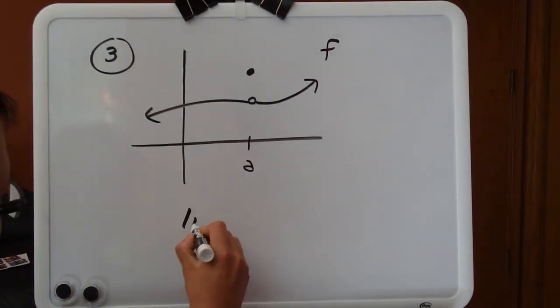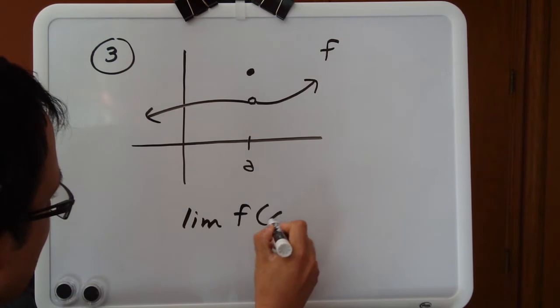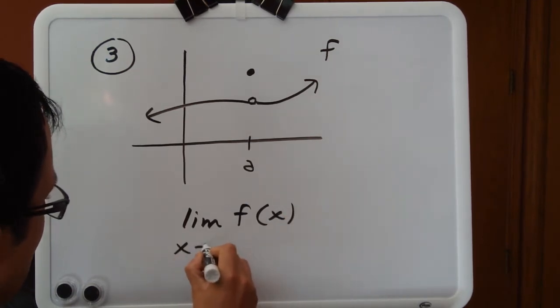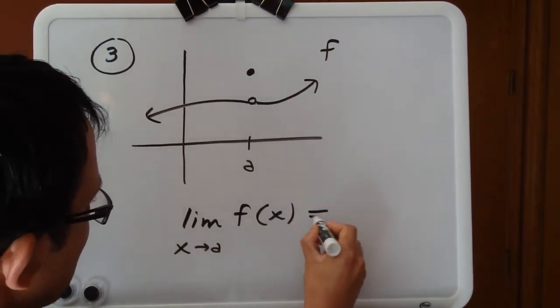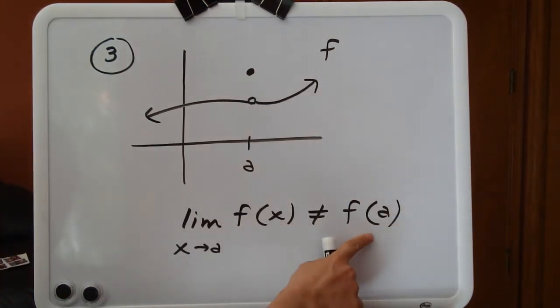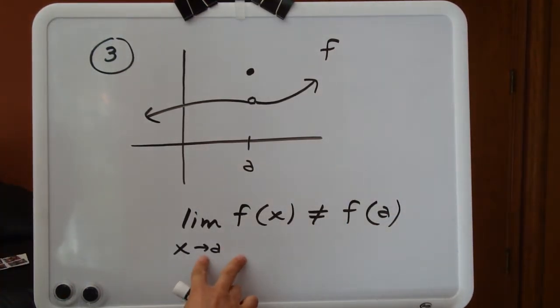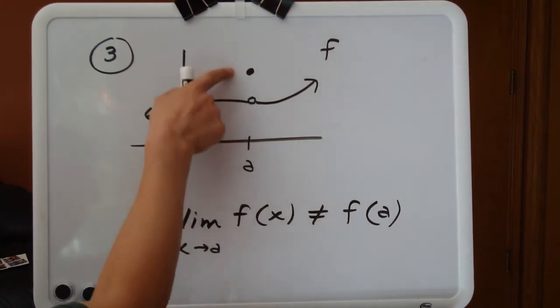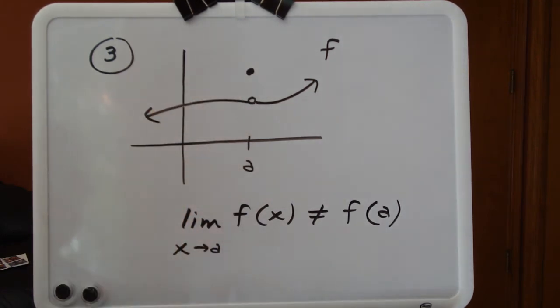So we can write this here: the limit of the function as x tends to a is not the same as f of a. So even though we do have the output at a, and we do have a limit that exists, the problem here is they are not the same. So this is still a picture of a discontinuous function.